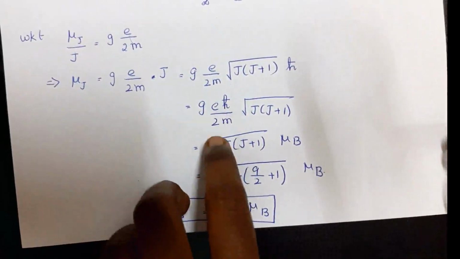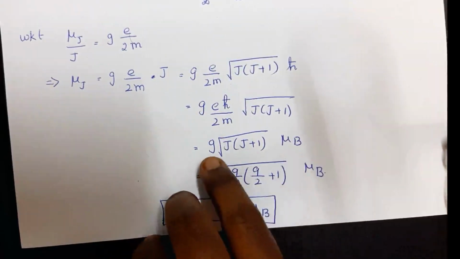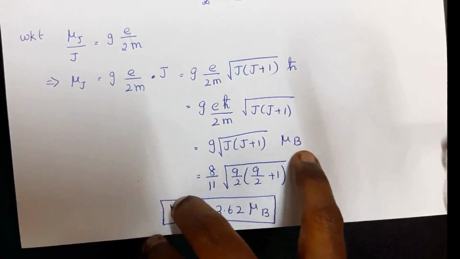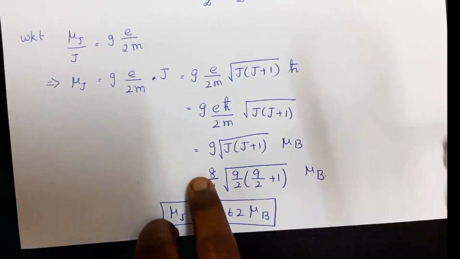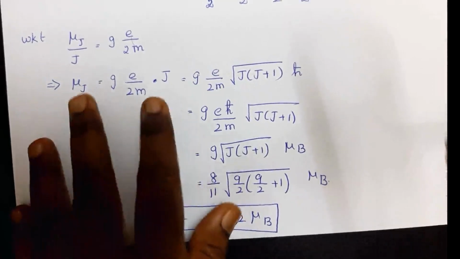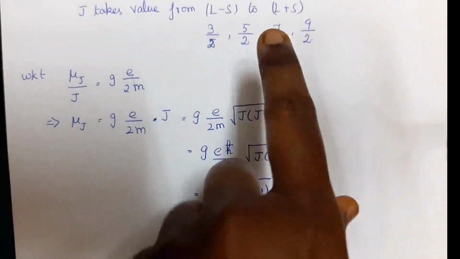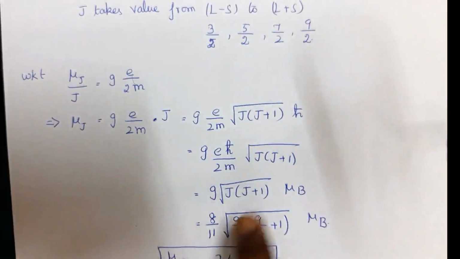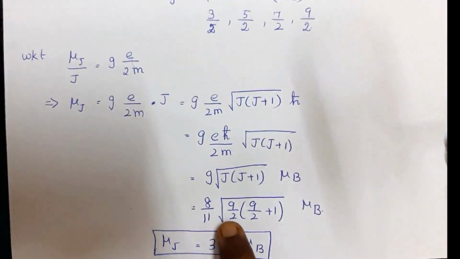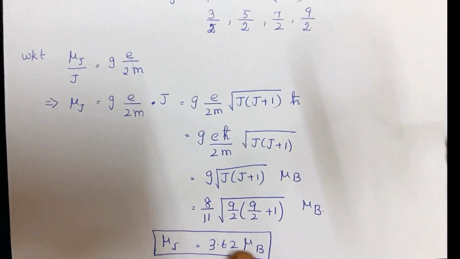So e h cross divided by 2m is nothing but the Bohr magneton. Therefore, we will be getting g into root of j into (j plus 1) into mu B. In the question they have given the value of g, that is 8 divided by 11, and also we have to find the value of L plus J. So as they have asked us to find the effective magnetic moment, we will take the maximum value of 9 by 2. So by substituting the value of 9 by 2, we will be getting mu J as 3.62 mu B.